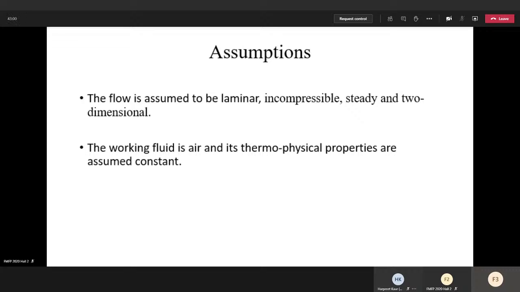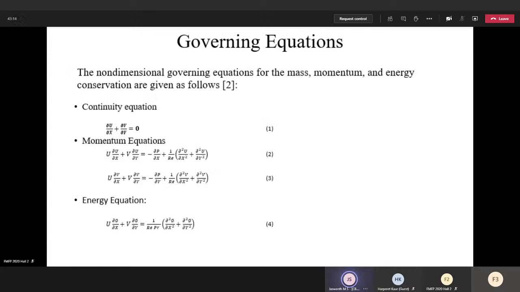The flow is assumed to be laminar, incompressible, steady, and two-dimensional. The working fluid is air, and its thermophysical properties are assumed constant. The following is the normalized hydraulic diameter of the slot jet. The first equation is the continuity equation, meaning the rate of mass entering the system equals the rate of mass leaving the system. The second equation shows the momentum equation in x direction, and the third in y direction. The fourth equation shows the conservation of energy.